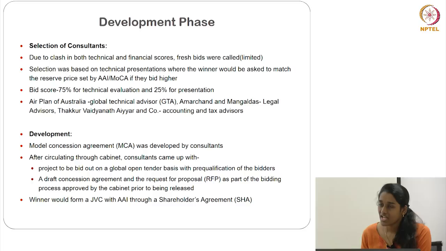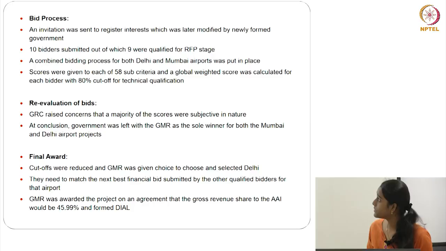And after the selection of bidder, as mentioned before, the winner would form a joint venture company with AAA through a shareholders agreement. And once they win, they'll be given the development and operations and management of the airport. It will be handed over. So this is how the bid process went.